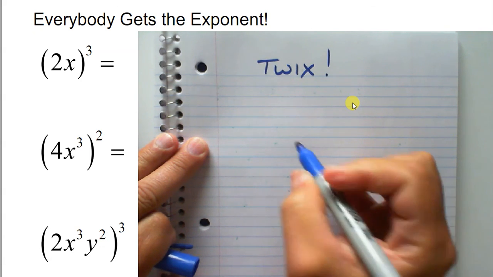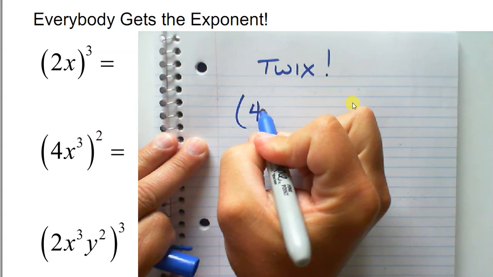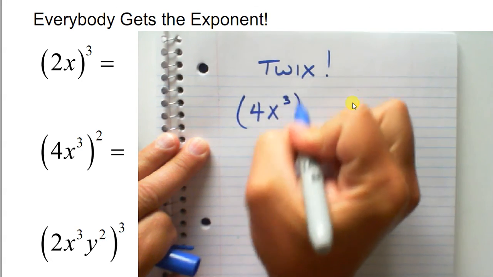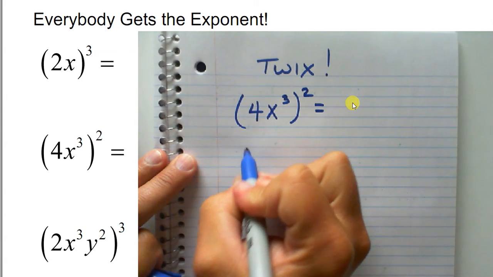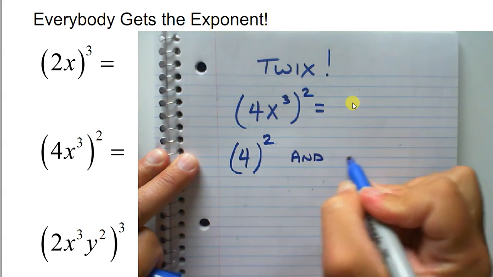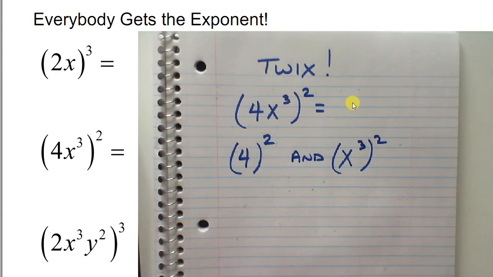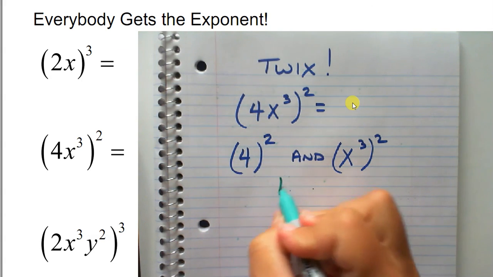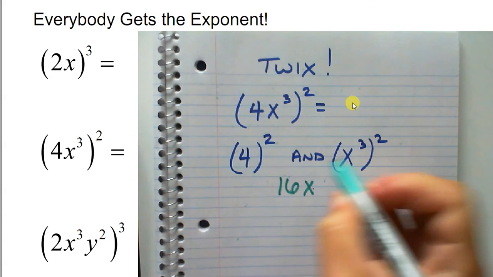And we'll do this one. We'll do 4x to the third squared. Well, what this is, is 4 squared and x to the third squared. See, this isn't a Twix. This is actually a Reese's peanut butter cup. But so it's 4 squared. What's 4 squared? 4 squared is 16. And what's x to the third squared? That's x to the 6th.